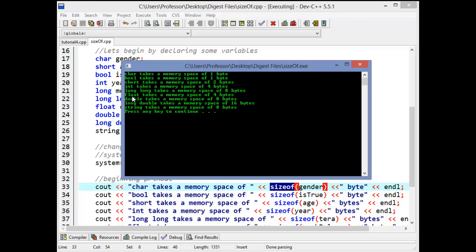If you define something as a float, look at it: a float also takes 4 bytes of memory space. A double data type takes 8 bytes.